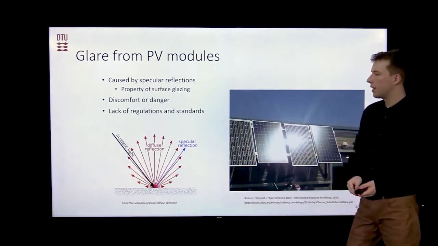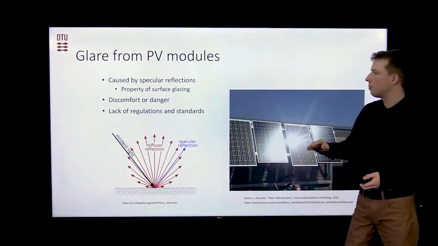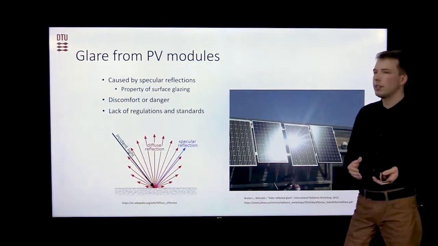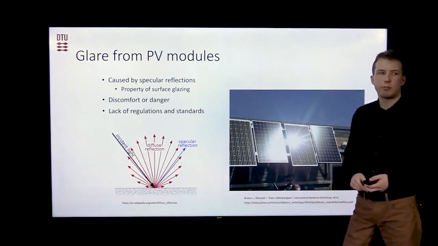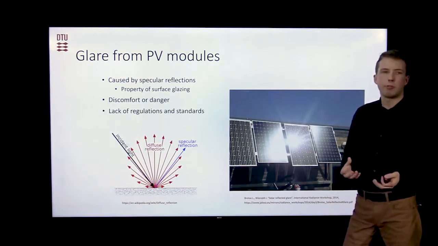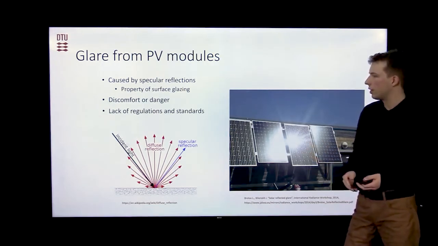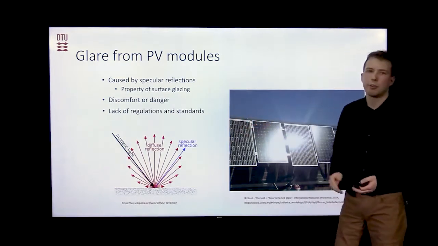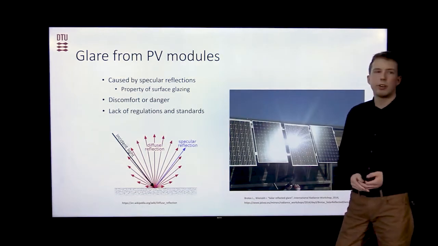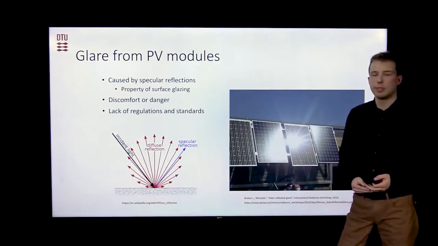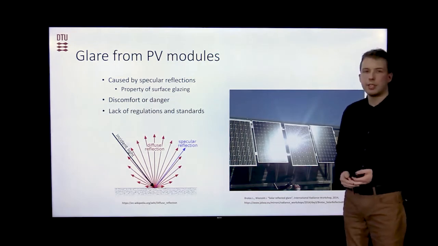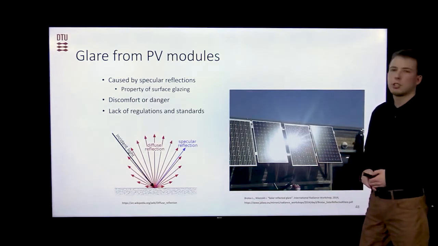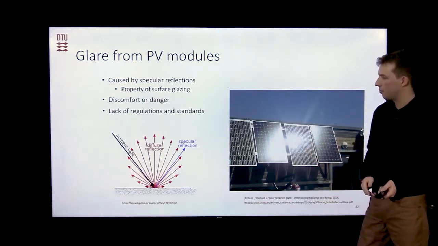It's a property of the surface glazing, so mainly the top surface of our sample determines how much glare we get. And it can of course cause discomfort or even dangerous situations, if we just think of traffic when a driver is confronted with shining light from the surroundings. However, there is a severe lack of regulation standards concerning the glare from PV modules. However, there are some regulations that prohibit glare, especially in urban situations. So that's something we have to consider so we do not end up with situations like this, where we get very shiny reflections, which might cause issues in our urban settings.